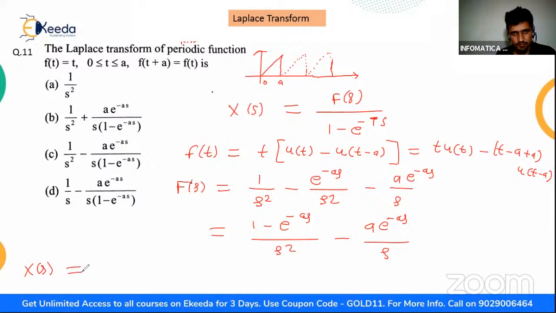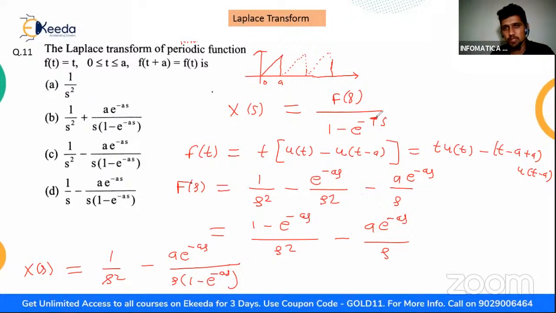will be, I just need to divide by 1 minus e to the power minus as. So it will be 1 upon s square. Well, this will cancel out. Minus a e to the power minus a s divided by s multiplied by 1 minus e to the power minus as. I just need to divide by this.